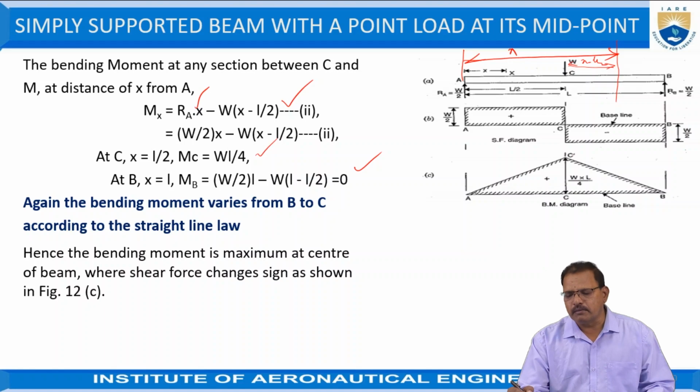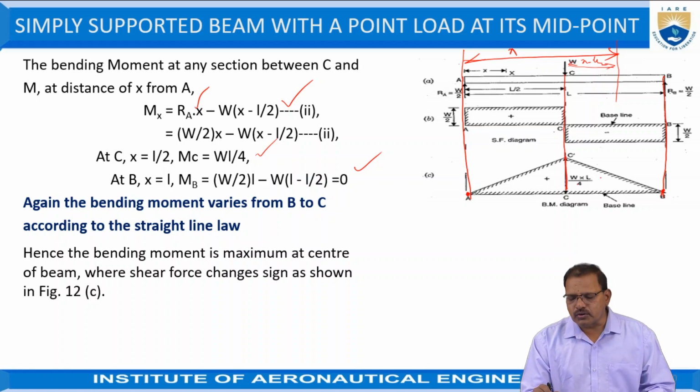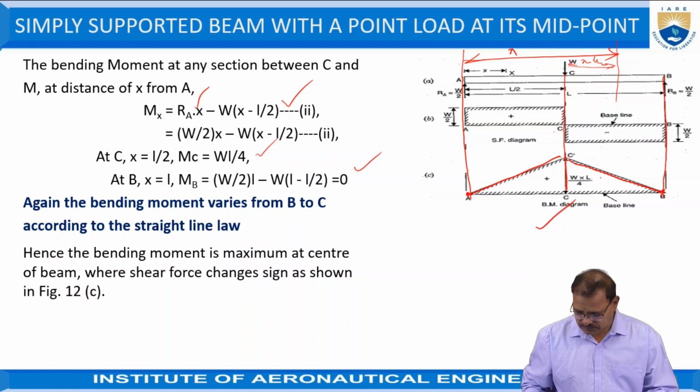So for drawing the bending moment diagram, draw the vertical lines as usual, like the shear force diagram. Put the moment at A equal to 0, the bending moment at B equal to 0, and the bending moment at C equal to W into L by 4. Represent these values according to a suitable scale, and join A and C as well as C and B as shown in the figure. This is the way of drawing the shear force as well as the bending moment diagram for the beam when it is subjected to a point load at its center.